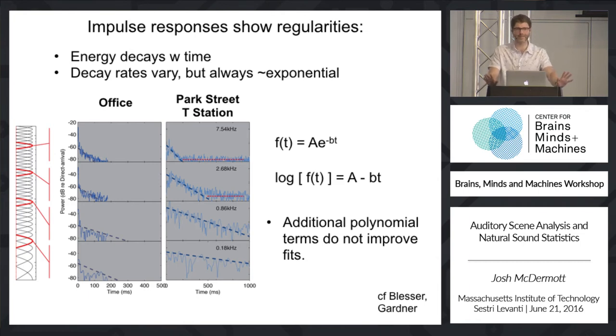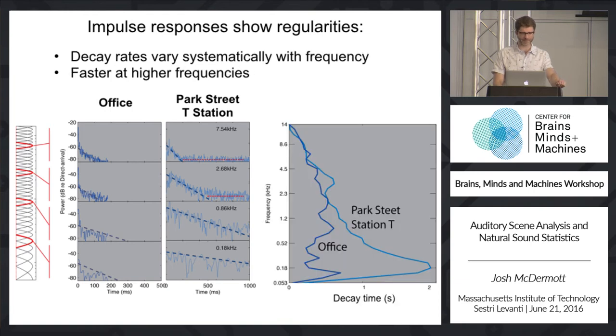And we basically see this in pretty much every example. So the energy always decays exponentially. And we can quantify this by fitting polynomials to these things and show that the best you can do is with that first linear term. The additional terms don't really help you. All right, so we consistently see exponential decay.